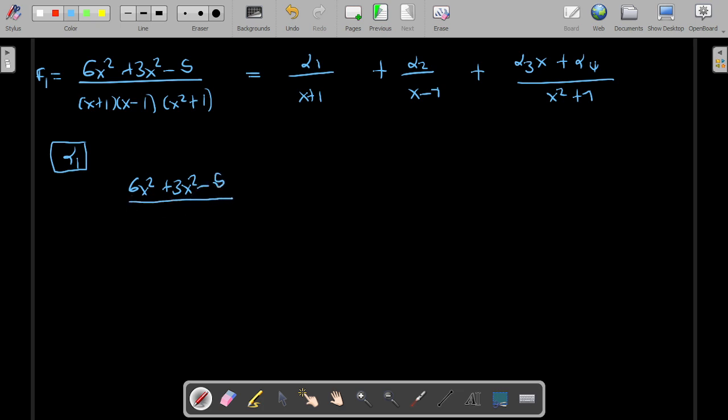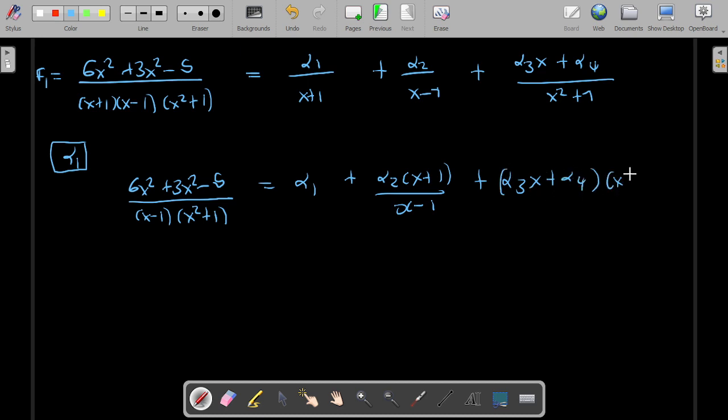Then this is going to be, now we are multiplying by x plus 1, so this has to be x minus 1. Now this has to be x squared plus 1, like so. This is what we have here. Now this is going to be alpha 1 plus alpha 2 multiplied by x plus 1, and then here we have x minus 1, and then plus alpha 3x plus alpha 4. Now this is going to be multiplied by x plus 1, and then divided by x squared plus 1, like so.